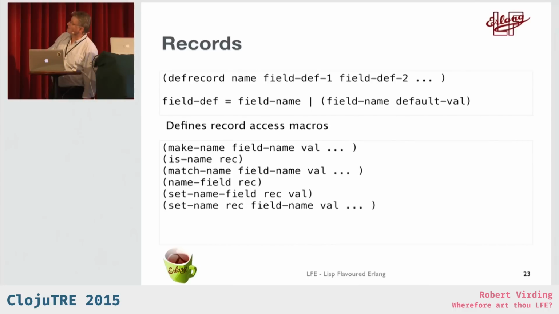And now we're getting very Lispy here because there's a def record macro which allows me to define records, and when I do a def record, that will define a set of access macros for accessing my record here. So I've got creators and accessors and things like this for them, so it's very Lispy.